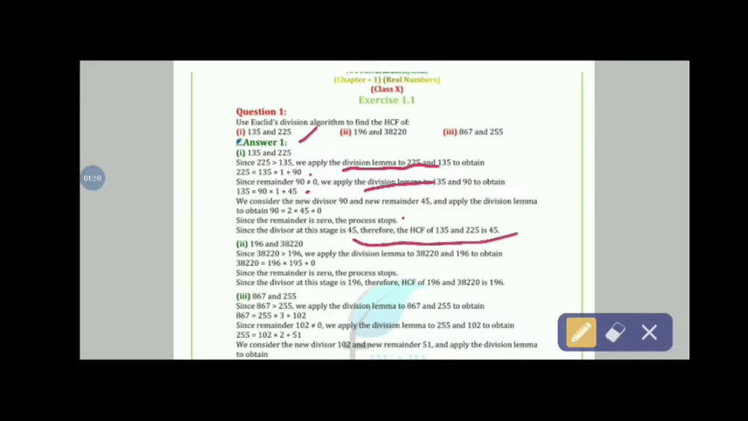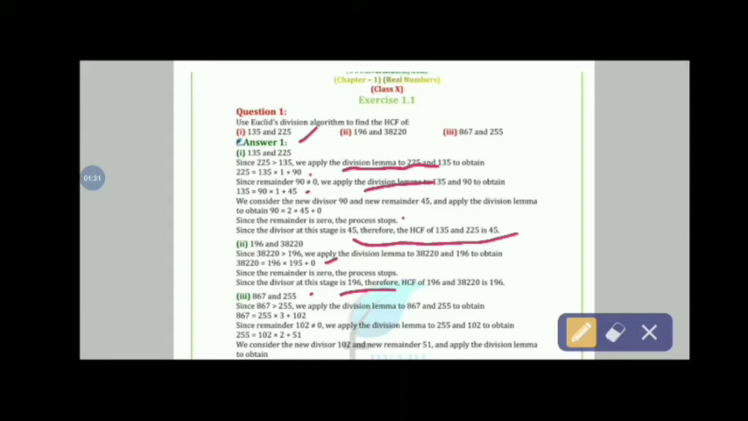Now we have the second pair of numbers, 196 and 38220. Following the same process, the first step is 38220 equals 196 into 195 plus 0. As we can see, in the very first step we get the remainder 0, so it means 196 is the HCF. Now in the third part, 867 and 255.